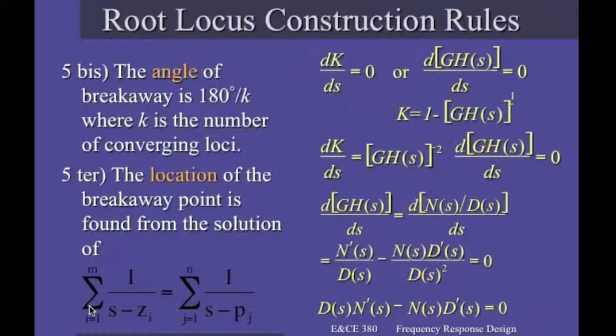So after some manipulation related to the use of derivatives, where GH of s is the open loop transfer function of our process, we at the end obtain this equation, because D of s in this symbol is the denominator of the transfer function, which is expressed as a polynomial. Look, the transfer function is a rational function. GH of s is the ratio of two polynomials in s.